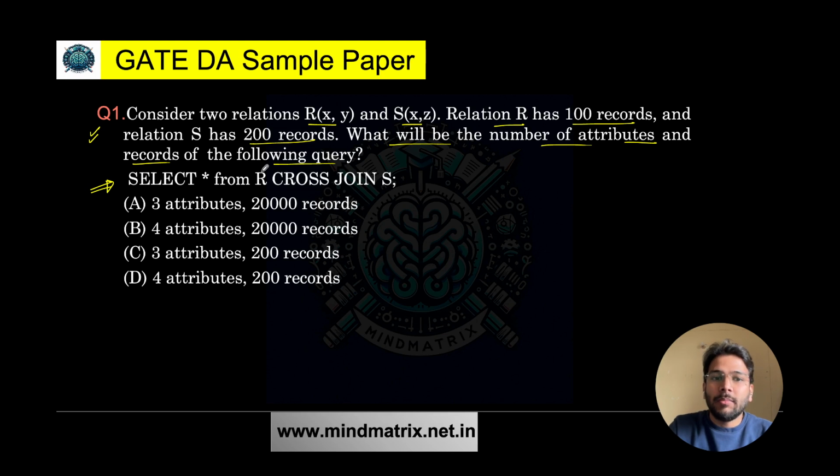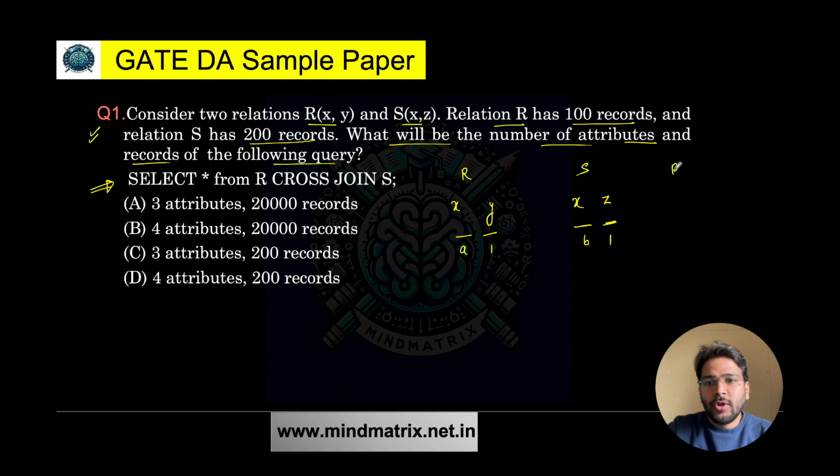So between these two relations, you are making a cross join. Cross join means, as you have this relation R with two attributes X and Y, and here you have S with two attributes X and Z. For every tuple, for every row of R, you are going to form a row with a tuple in S. Basically, let me give you an example. Let's say it is A1 here and B1 here, for example. Now, let's say you just have this data in the relations.